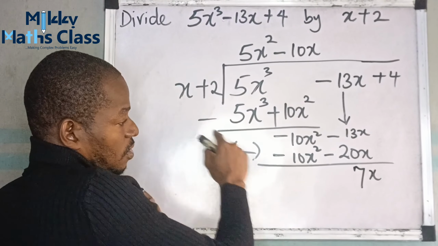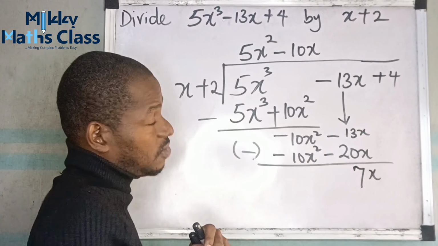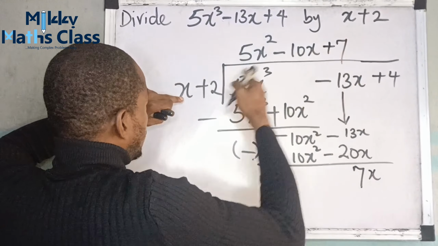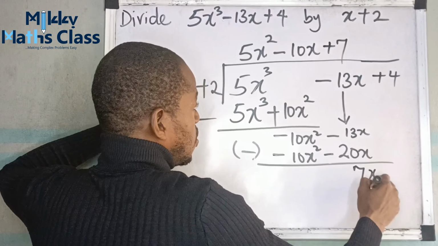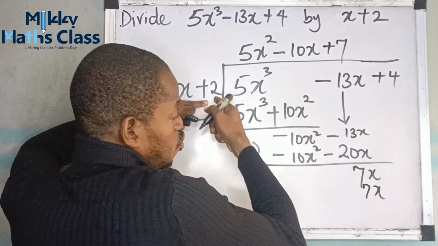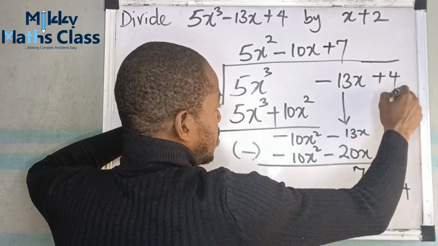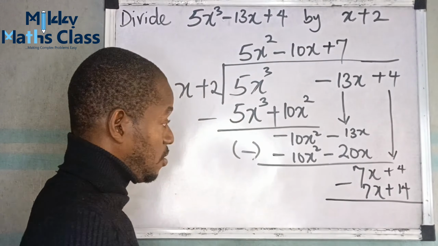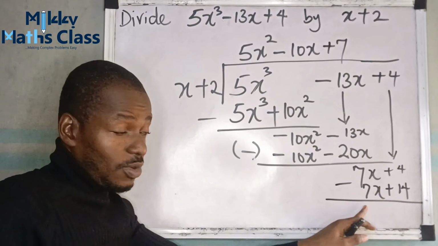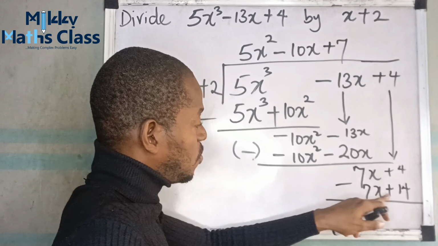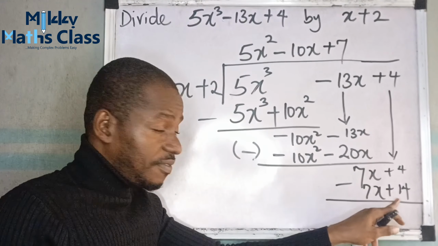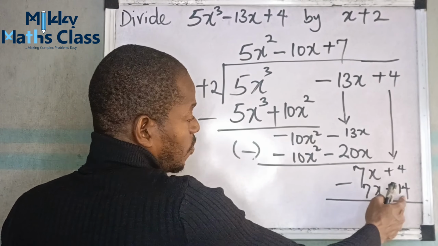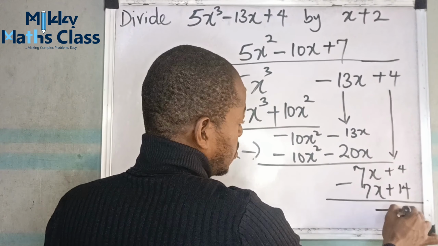We'll go again. x in 7x, that will give us positive 7. Now let's multiply 7 times x, that's 7x. 7 times 2, that's 14. Bring down your 4 here, then we subtract. So the 7x minus 7x, that's 0. 4 minus positive 14, this negative will affect this positive, it will become negative. So 4 minus 14 will give us negative 10.